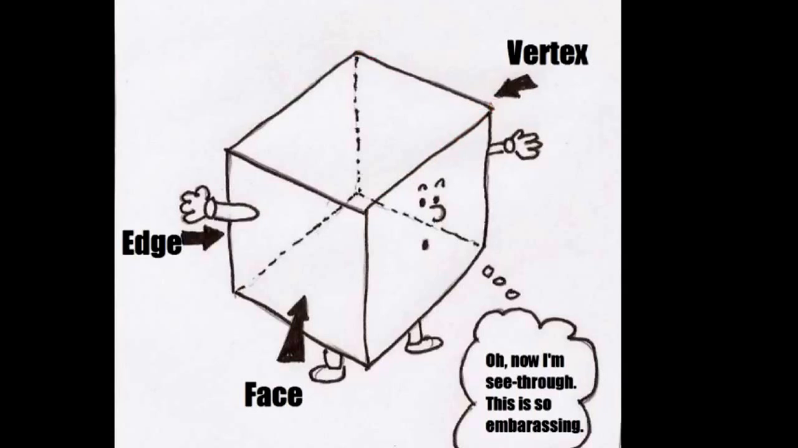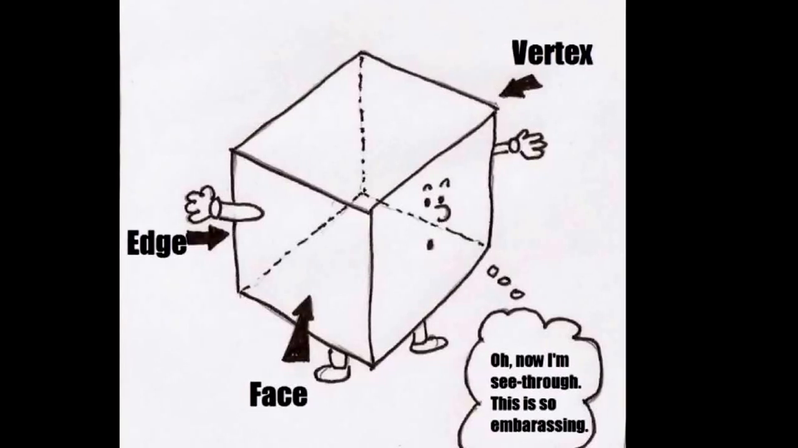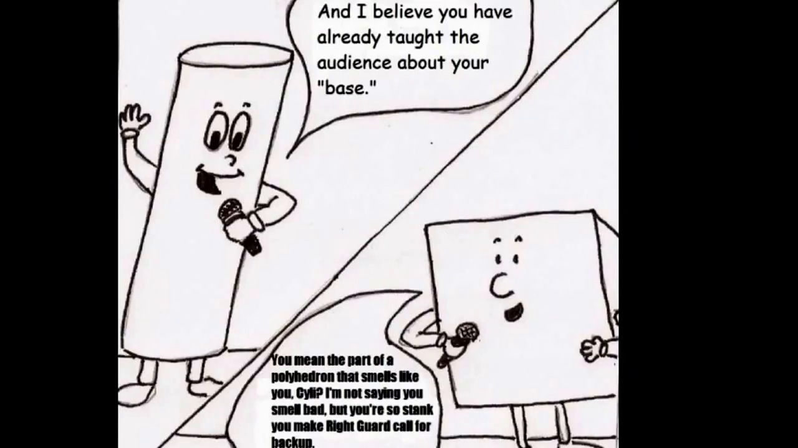It's like a corner. Now, in case you missed it, this is a polyhedron, a three-dimensional shape, and we mentioned that the top base and the bottom base of the prism are parallel, of course, meaning that they will never touch. This is something that you'll see in a regular polyhedron, that the bases should be parallel. And I believe you have already taught the audience about your base.